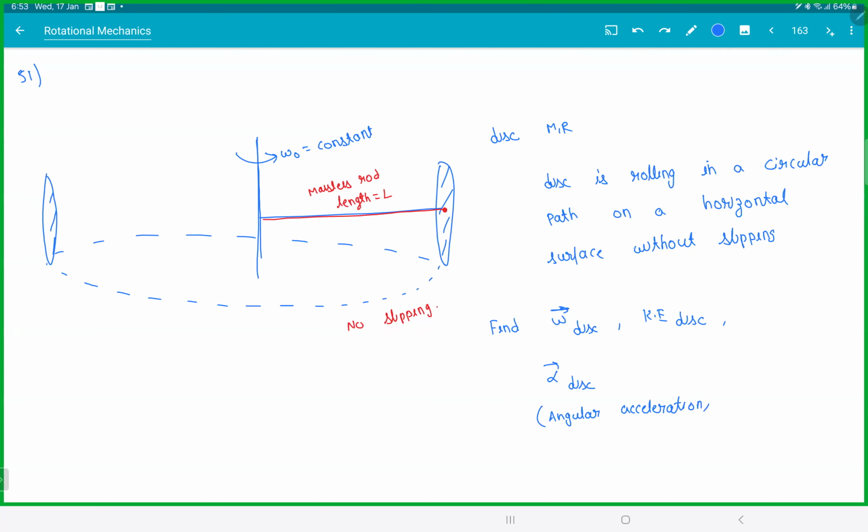Is the diagram clear? So on the ground, the disk is vertical. It is going in a circle. Anyone confused by the diagram, please ask. There are three parts. Let's get omega of the disk first. I'll give you a minute or two for that. Anyone not clear with the diagram, please ask. Just give it a try. I'll be back in a minute.